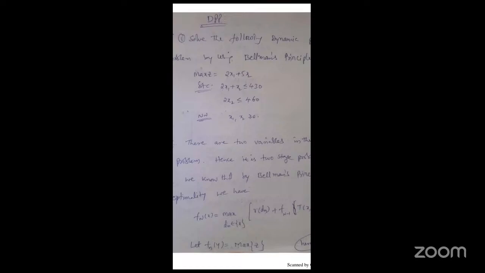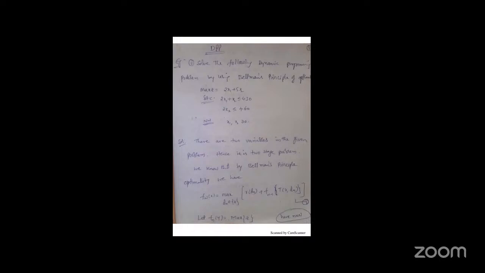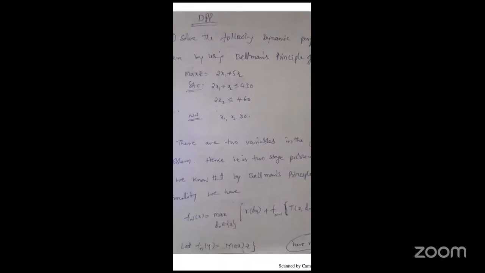If n equal to 1, we come to the first stage. Subject to the constraints, we have 2x1 plus 40 and objective 5x2, subject to constraints 2x1 plus x2 less than or equal to 430 and 2x2 less than or equal to 460, and all x1, x2 greater than or equal to 0. By using Bellman's principle, I am first substituting n equal to 1. If you put n equal to 1 in the constraints, we will get only the first quantities, because n equal to 1 means we have to choose only the x1 variable.